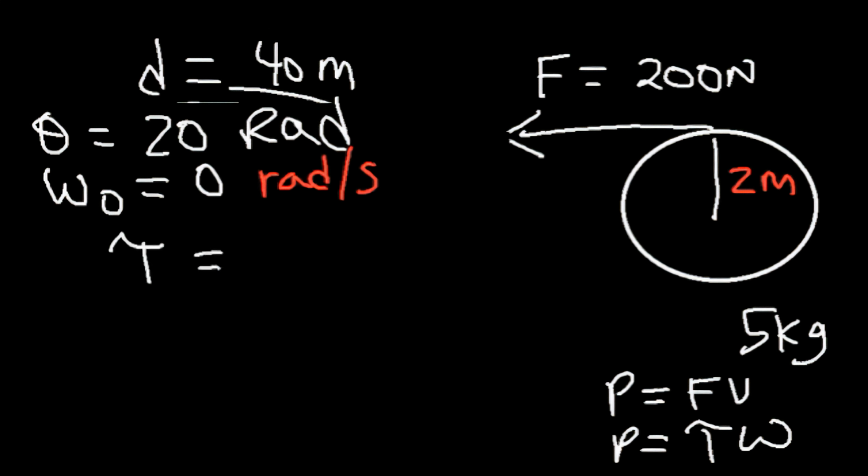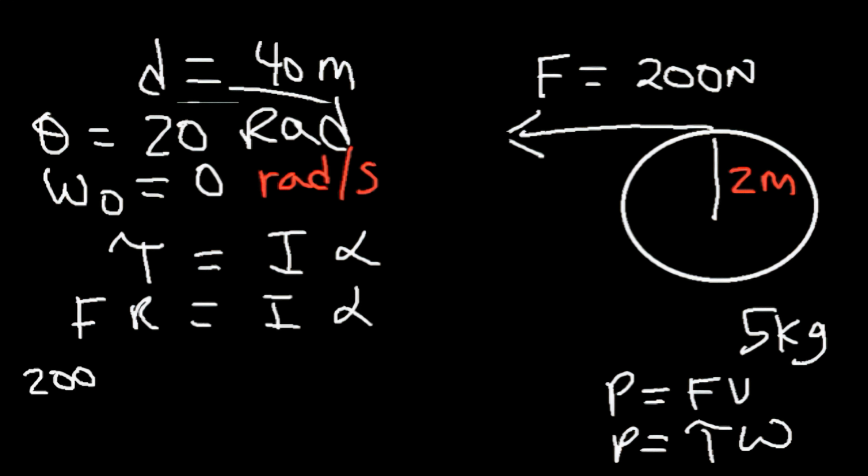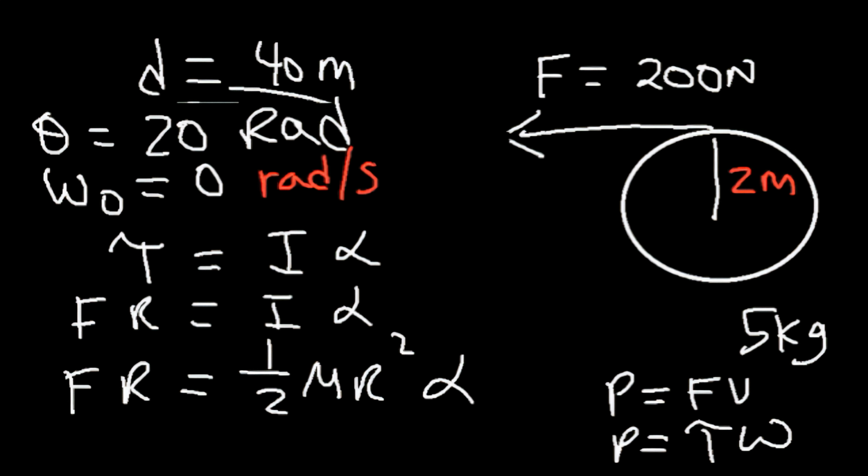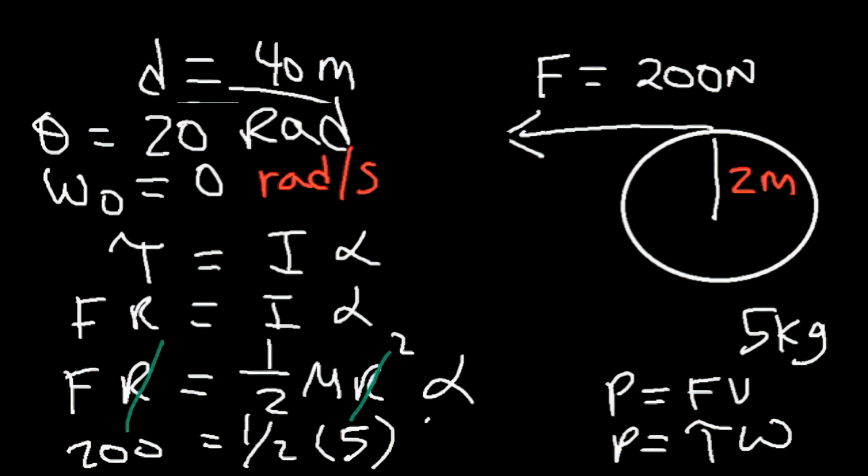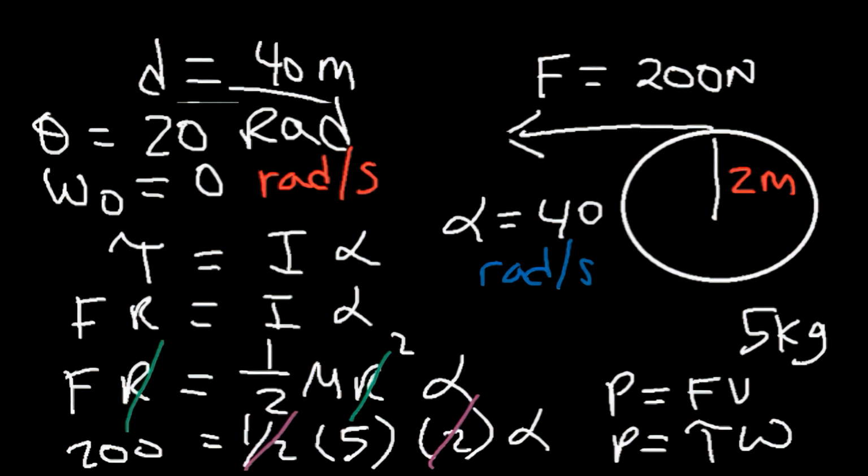So we know that torque is equal to inertia times alpha, and torque is F times R. The force is 200. Well, before we do that, let's replace a few things. Inertia is 1/2 mr squared for a disk. So we can divide by R. The force is 200. The mass of the disk is 5, and the radius is 2. So 2 times 1/2 is simply 1. Therefore, 200 divided by 5 will give us the angular acceleration of 40 radians per second squared.